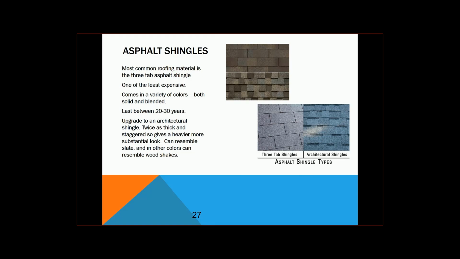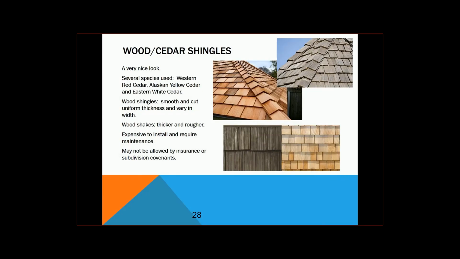So again, with the architectural, you have a little bit more flexibility in how it looks, but again, asphalt shingles are very common. Wood cedar shingles, very nice look. They come in different species, has to be an outdoor type material. They are thick, and you have shingles and you have shakes. So they are different. The shingles are smooth and cut uniform thickness and vary in width. The shakes are thicker and rougher. They are expensive to install and require maintenance.